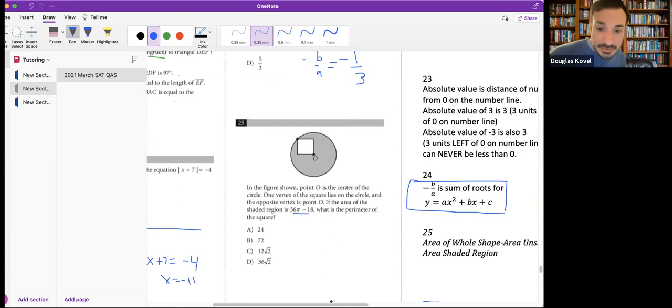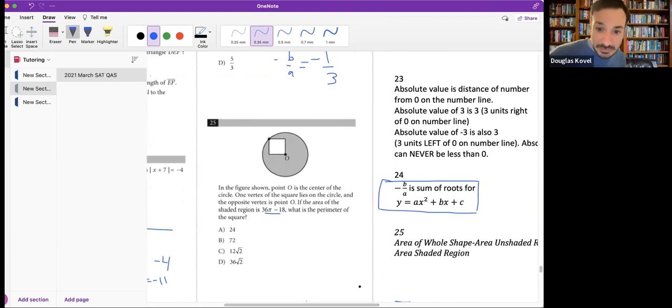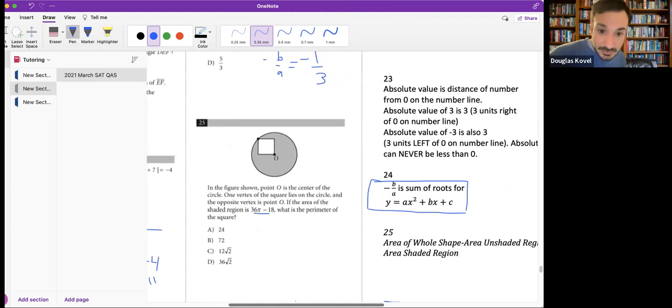So again, keeping in mind that general principle I told you, we could be pretty reasonably confident that 36 pi is the area of my entire circle, and that 18 is the area of my square. And then when I subtract that, I'm left with the area of the shaded region. So I know that the area of the square that I have here is 18, and I want to find the perimeter.